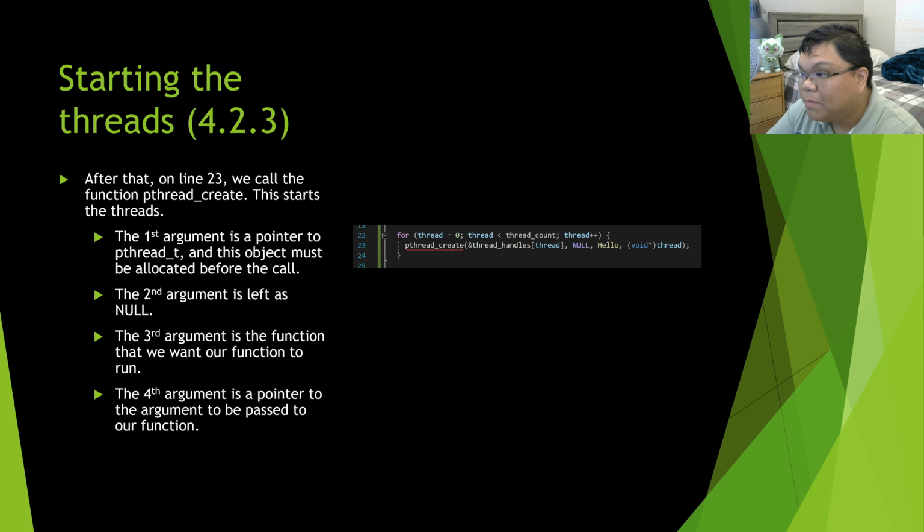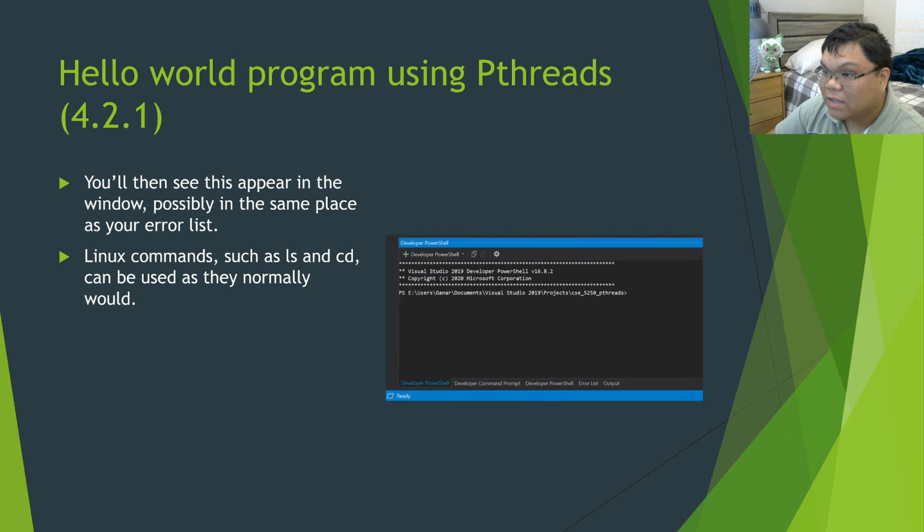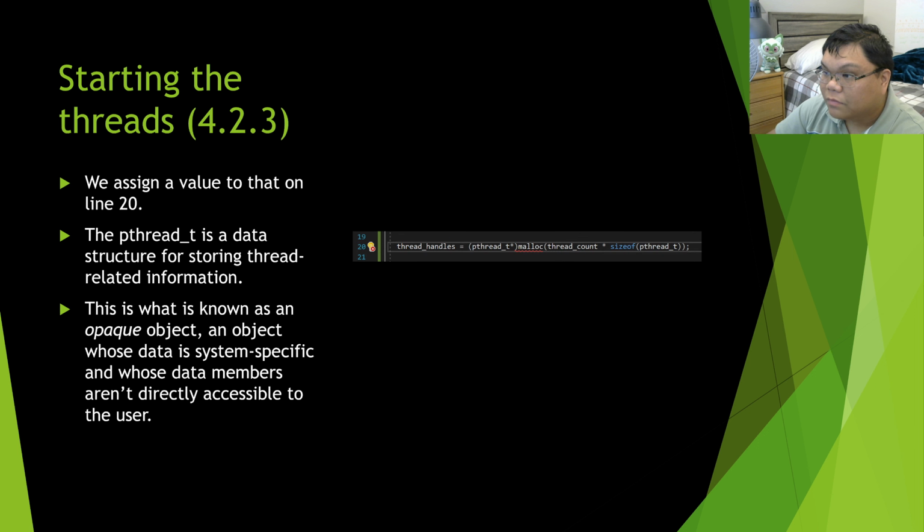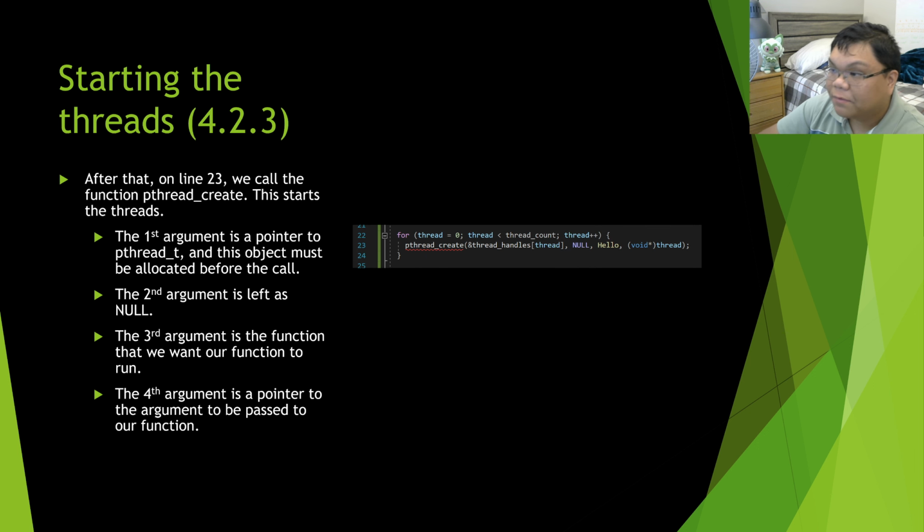we have the function pthread_create, and it has 4 arguments. The first argument is a pointer to the thread handle for that thread. So that's why it's address of thread_handles and then thread in square brackets. The second argument, just leave it as null. The third argument is the function that we want to run. So that's going to be the hello function. We've seen this a few slides ago, and it's this one. So that's our third argument.